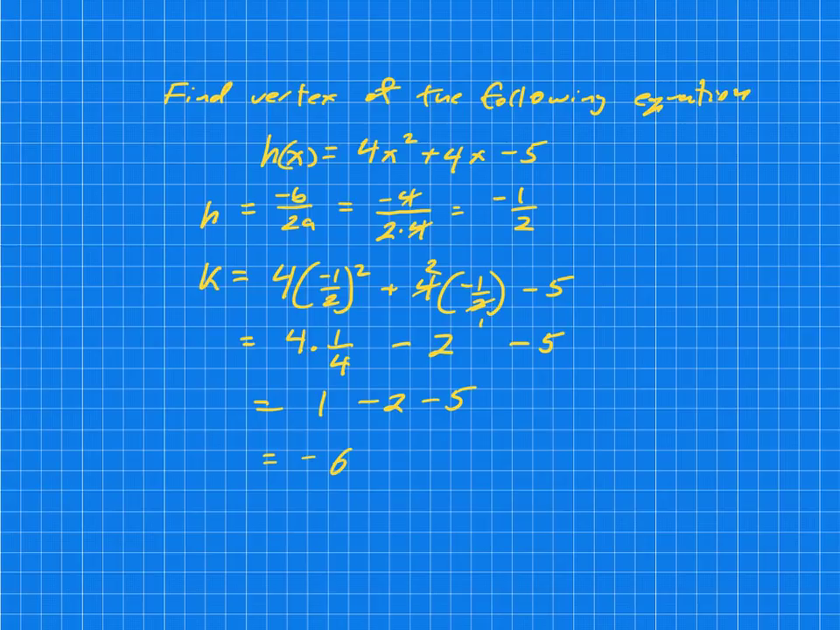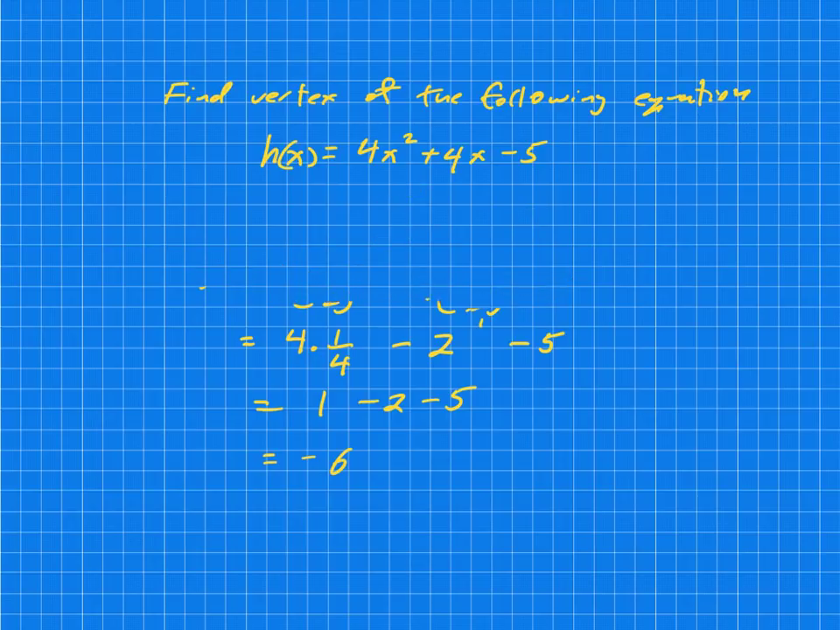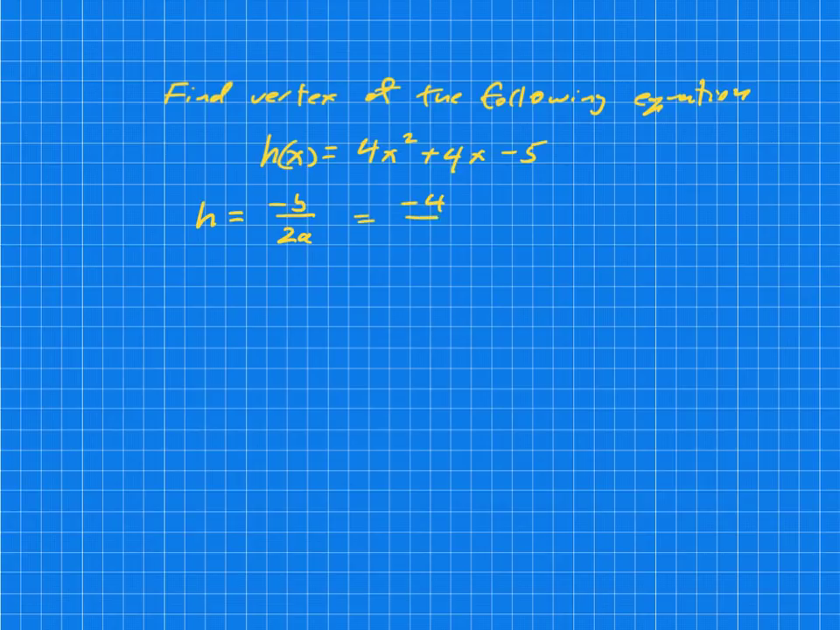So first step, and I feel like I want to erase this and start all over for you guys so you can see that. So let's go ahead and first step, I'm going to take the h value, and that's going to be equal to negative b over 2a. So let's go ahead and plug that in. I'm going to get negative 4 over 2 times a, which is 4. The 4's will cancel, and it's going to leave me with a negative 1/2.